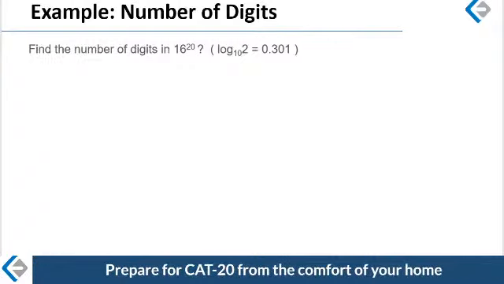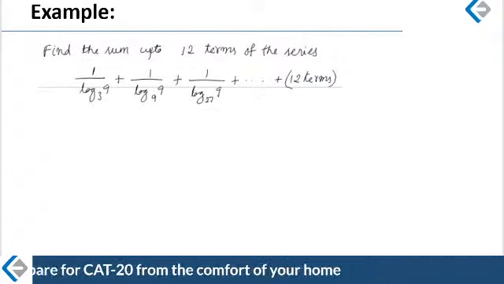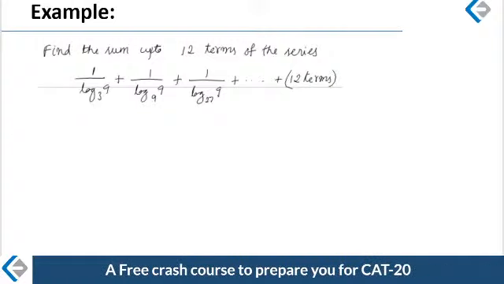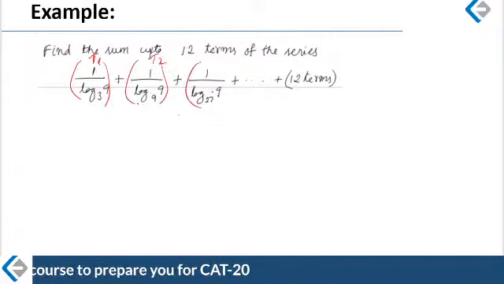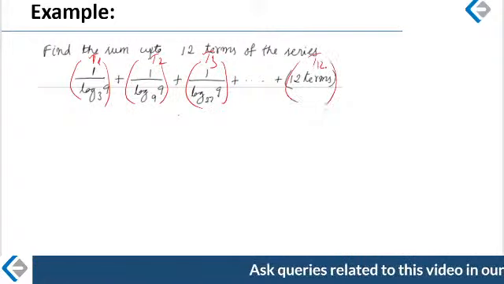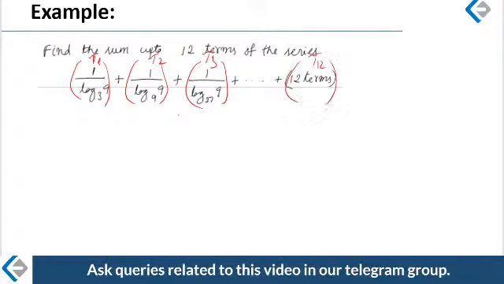I'll do a couple more different type of questions. Well, here we go. Find the sum up to 12 terms of this particular series. This is the first term, term 1. This is the term 2. This is the term 3, and so on, and there is a 12th term as well. Finally, the author is saying you write the 12th term.